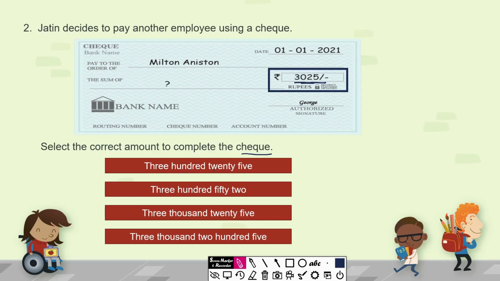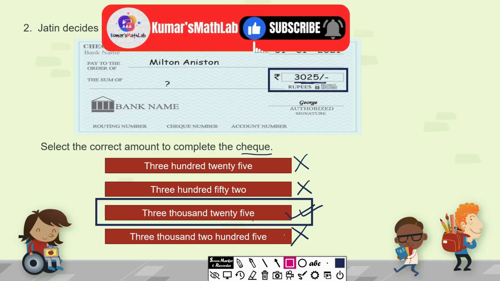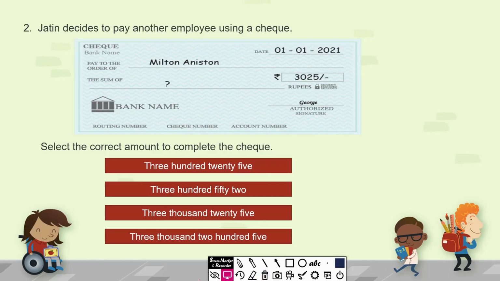Is it 325? No, it must be 3,000, right? 352? No, this is also wrong. 3,025. Is this correct? Absolutely correct. Let's see the last option, 3,205. No, this is also wrong. So, Jatin needs to write 3,025 on the check to complete the check. Understood? Very good.